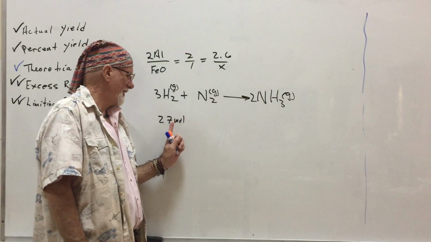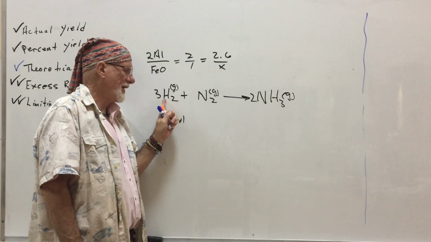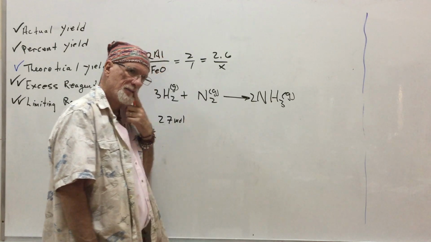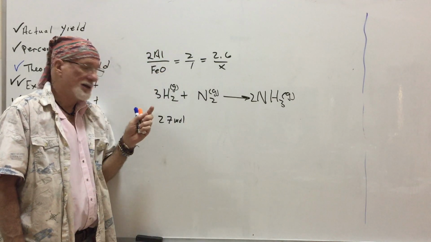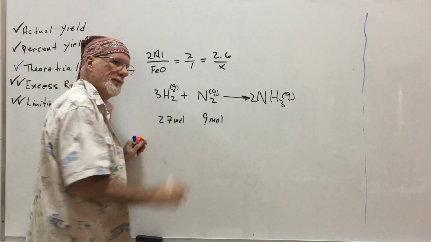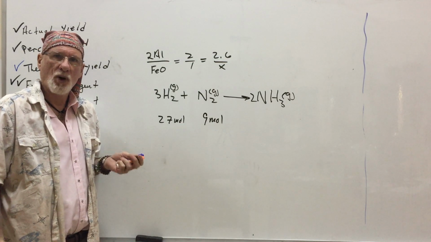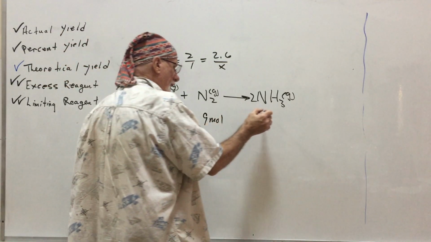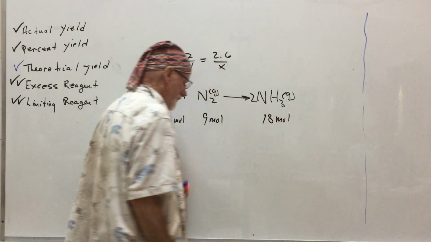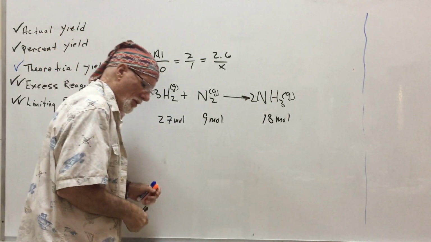How many moles, if I have 27 moles of hydrogen, how many moles of nitrogen will I need? 9. Because it's 3 to 1. Correct? It's 3 to 1. Right? Mole, right? Yes. And this would be what? Right? So that's mole. Yes? Easy? You have to know mole.